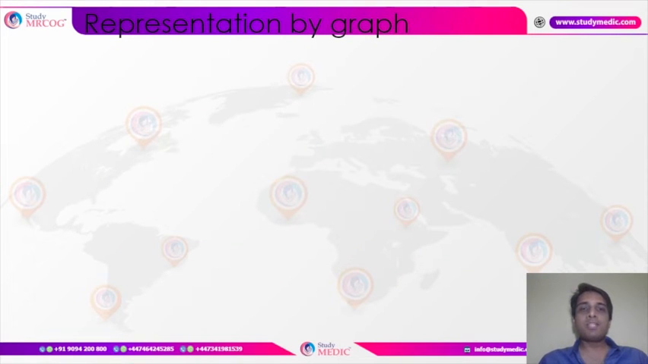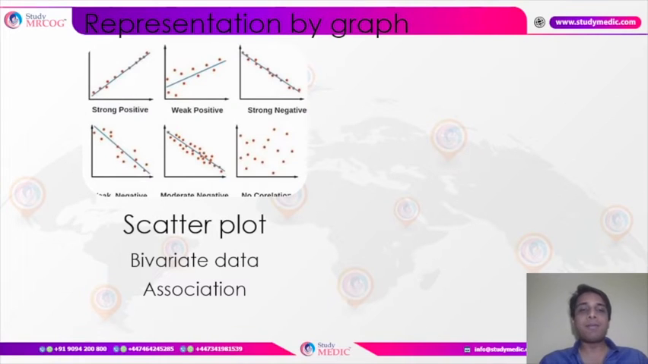The other representation by graph includes the scatter plot. Scatter plot, as the name indicates, is having many scatters. It represents the association between bivariate data. For example, the strength and direction of the relationship between height and weight. And also how to find out the strength, the relationship and the significance.